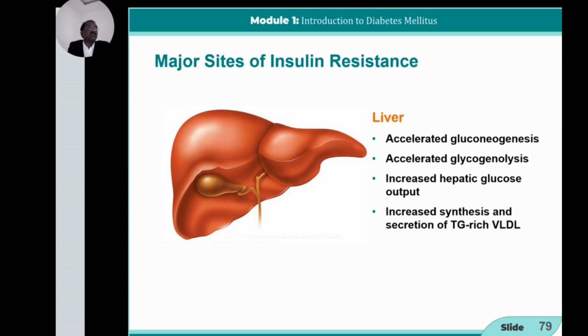Major sites of insulin resistance, 3 sites. One is the liver, second is adipose tissue, third is the muscle. See the insulin resistance in the liver. So what happens? Accelerated gluconeogenesis, accelerated glycogenolysis, increased hepatic glucose output, and increased synthesis and secretion of triglyceride-rich VLDL. So more triglycerides. That is the reason in uncontrolled type 2 diabetes you will have more triglycerides. So dyslipidemia is also very common.